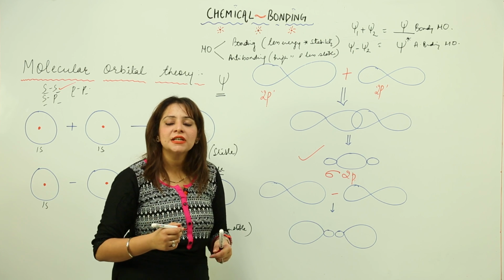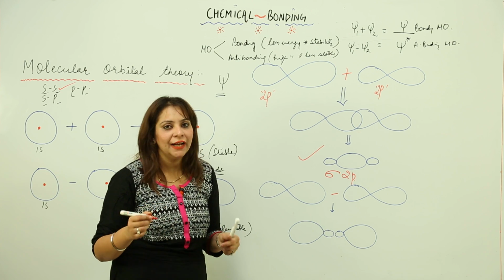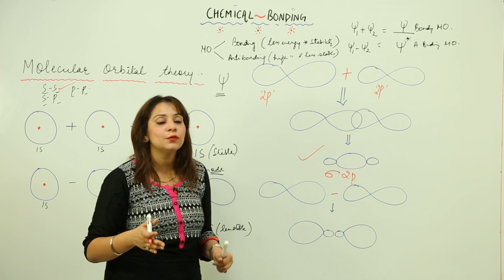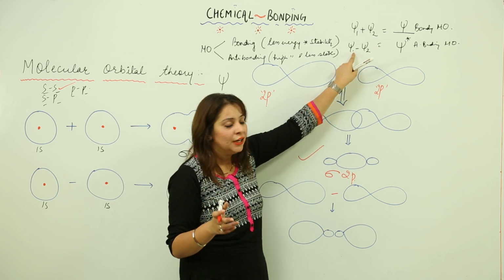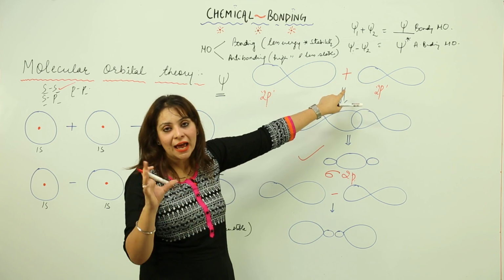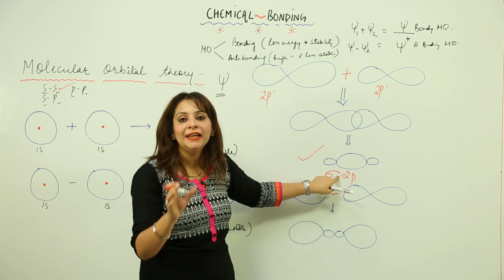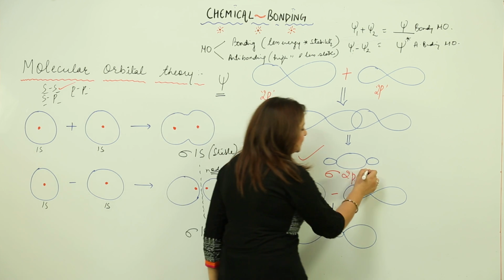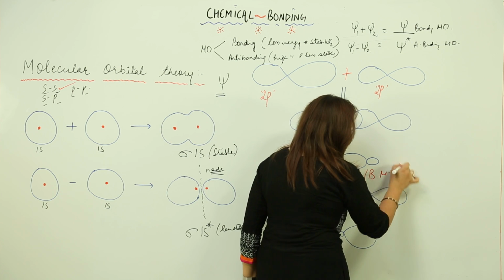So do I have to put an asterisk sign or not? No, you are right, we do not have to put that asterisk sign, because the asterisk is used when the wave functions are subtracted. But here I am adding them, right. So you do not need to put any asterisk sign because it corresponds to a bonding molecular orbital. So this is my bonding molecular orbital.